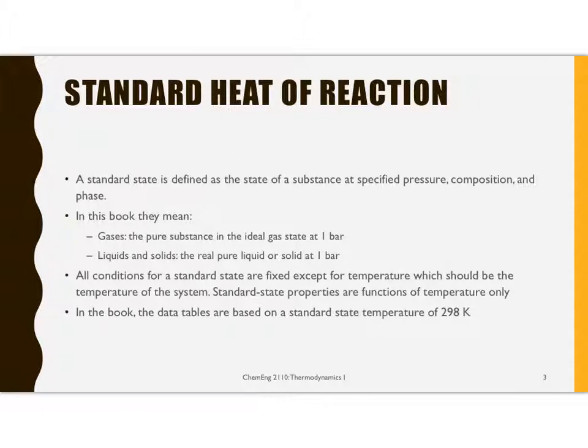All of the conditions for a standard state are fixed except for the temperature, and really that should be the temperature of the system. But a lot of times we're going to find data at a particular temperature, and most frequently, as is for this book, it's going to be at 298 Kelvin. Now, the standard state properties will be a function of temperature and only temperature.